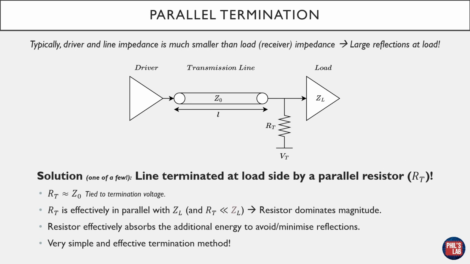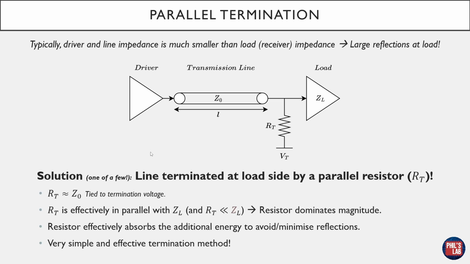Having looked at why we need termination, that is to minimize reflections, and what type of reflections we might expect, let's move over to looking at a specific method of termination known as parallel termination. As we saw before, typically the driver and line impedance is comparatively much smaller than the load or receiver impedance, meaning that, thinking back to our reflection equation, we get large reflections at this transmission line load boundary, where we have this large impedance mismatch.